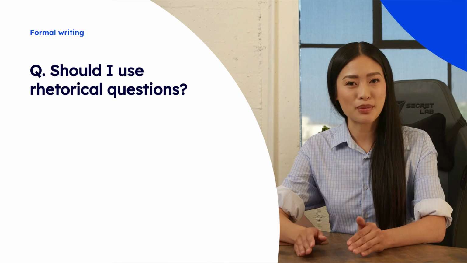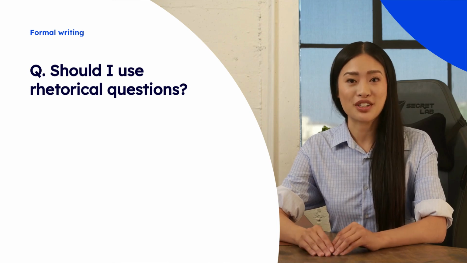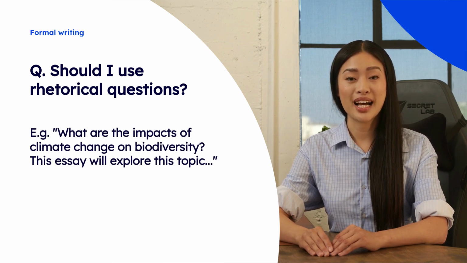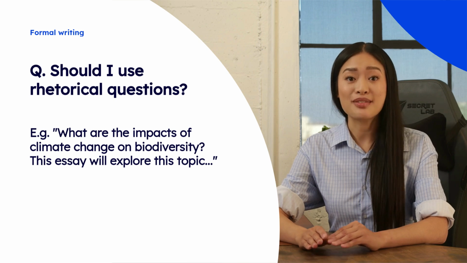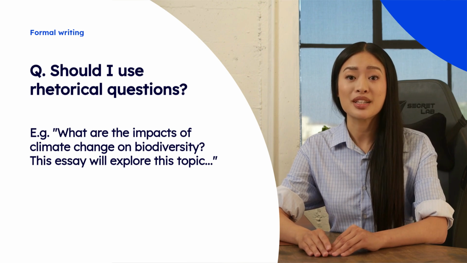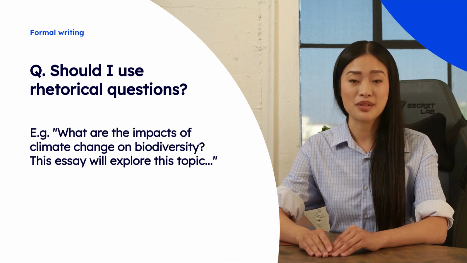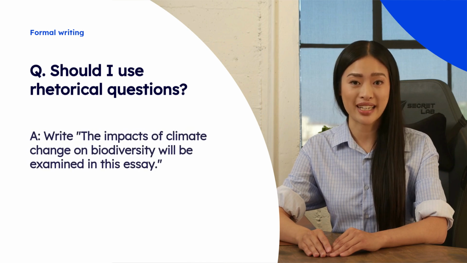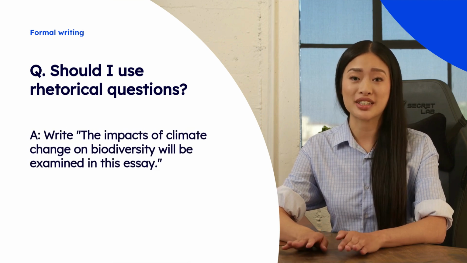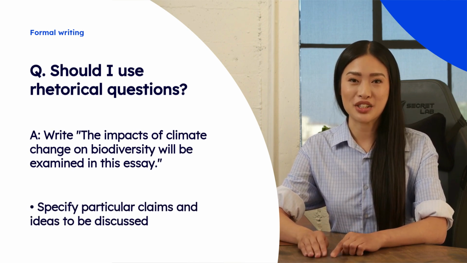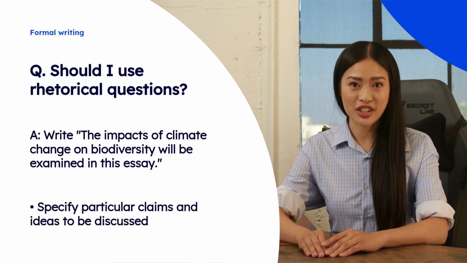It is common among students to use rhetorical questions in expository and argumentative essays. For example, a student might write, "What are the impacts of climate change on biodiversity? This essay will explore this topic." However, contrary to popular belief, this practice is usually considered to be informal and should be avoided. Instead, write sentences like, "The impacts of climate change on biodiversity will be examined in this essay," and specify the particular impacts, such as the loss of species habitat and changes in migration patterns.